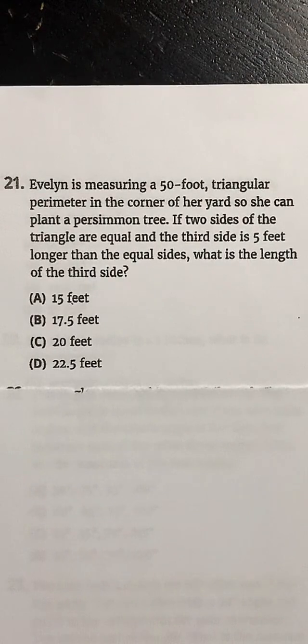So we have Evelyn, who is measuring a 50-foot triangular perimeter in the corner of her yard so she can plant a persimmon tree. If two sides of the triangle are equal and the third side is 5 feet longer than the equal sides, what is the length of the third side? Is it A, 15 feet, B, 17 and a half feet, C, 20 feet, or D, 22 and a half feet? What do you think is the length of the third side?